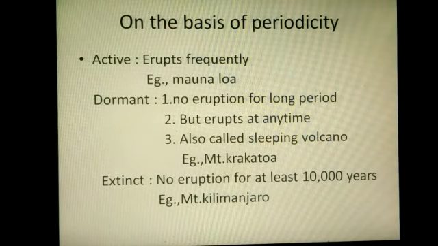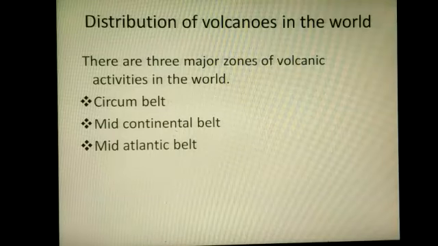Extinct volcano. It is the top of an extinct volcanic mountain that has erupted. Mount Kilimanjaro is an example of this type of volcano. Next we see the distribution of volcanoes in the world.